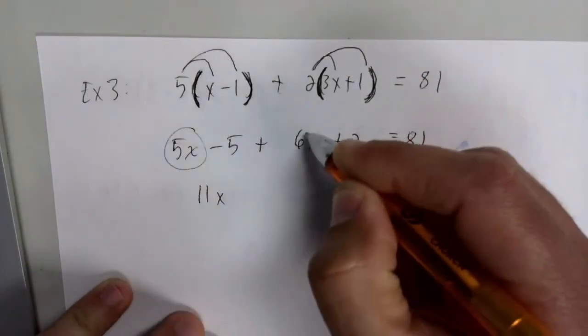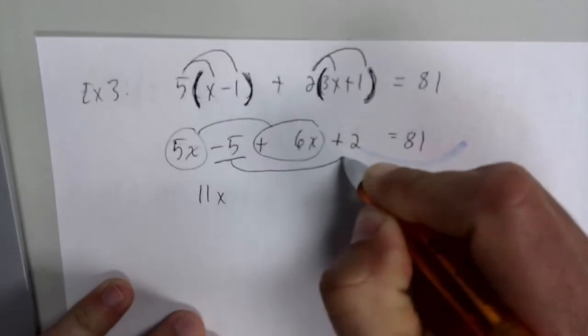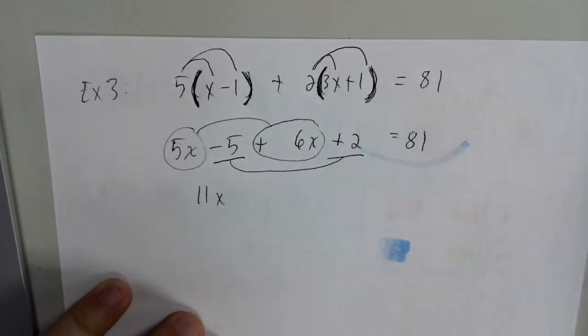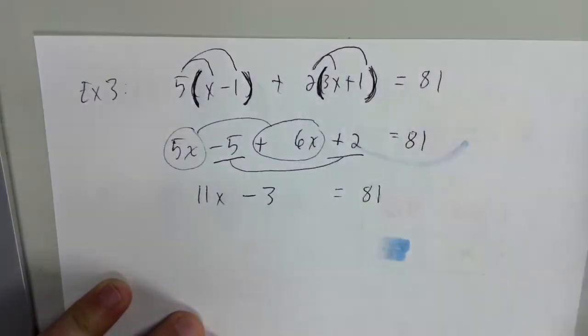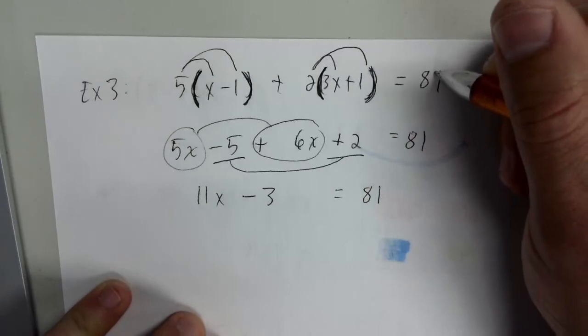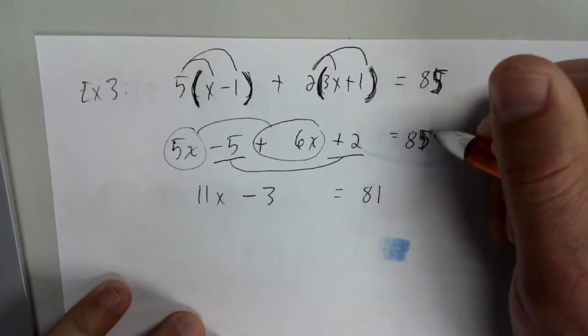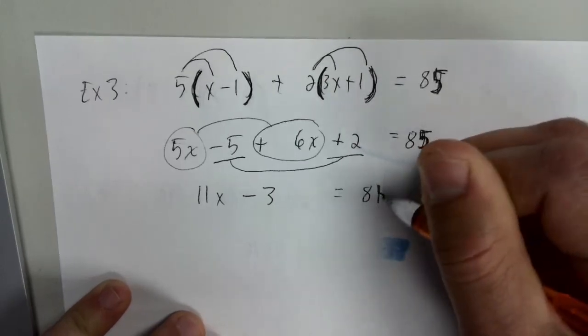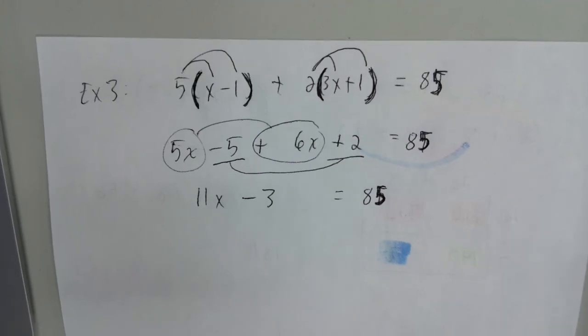So I can put circles around those. Remember, that was one of our strategies. I can put underlines for the constants: negative 5 plus 2, negative 3, and that's set equal to 81. Is it all right with you guys if I change this number to 85? We haven't done anything with it, so just write over that 1 and make it an 85. You'll see why.